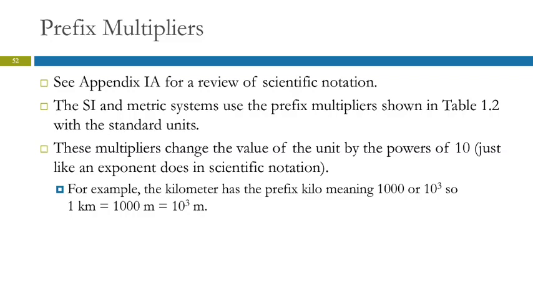In the metric system, we can make any size unit that we need by putting a multiplier in front of it. So, kilometer, it's meter with the prefix kilo in front of it. Kilo means 1,000 or 10 to the third. So 1 kilometer is 1,000 meters or 10 to the third meters.